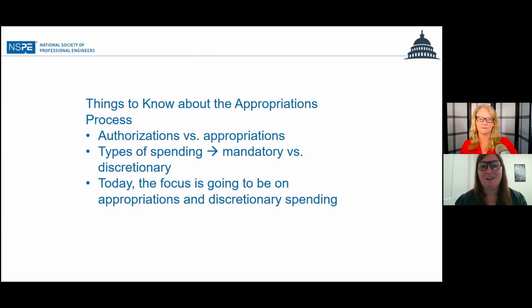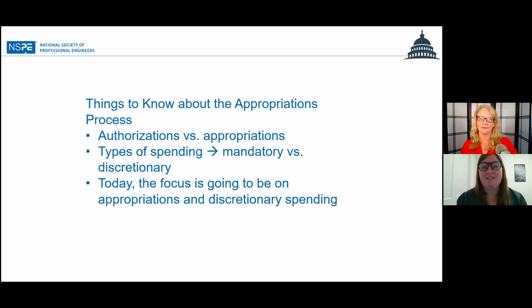So first things to know about the appropriations process. These are some terms you might hear thrown around whenever people are talking about the appropriations process. So we just want to lay them out right now. So the first is authorizations versus appropriations. Authorization bills establish, continue, or modify any federal agency or federal programs within those agencies. The second is appropriations, which provide funding for those agencies and programs created in authorization bills.